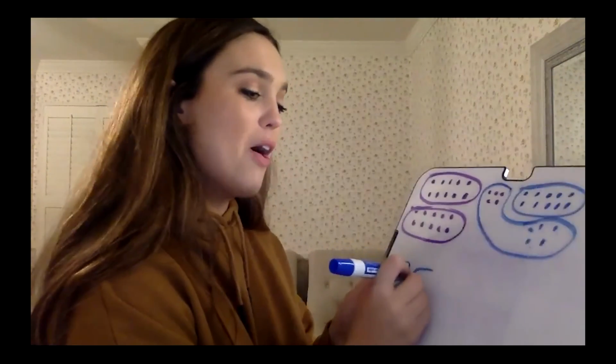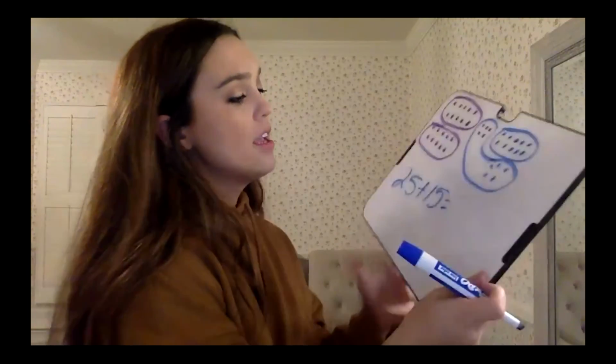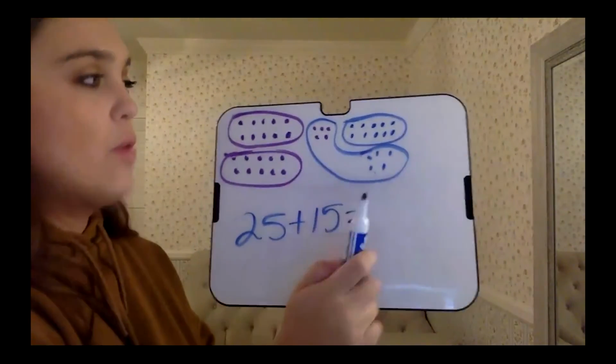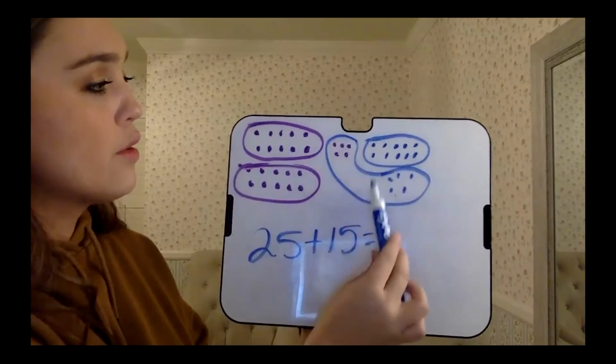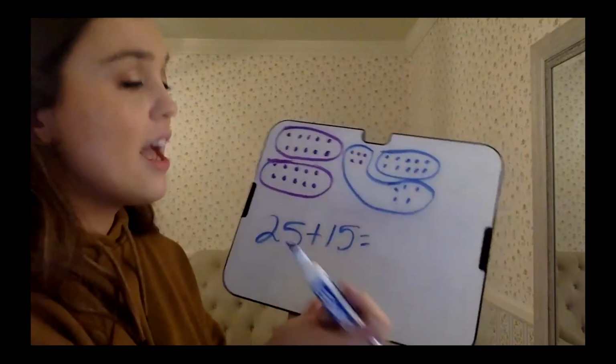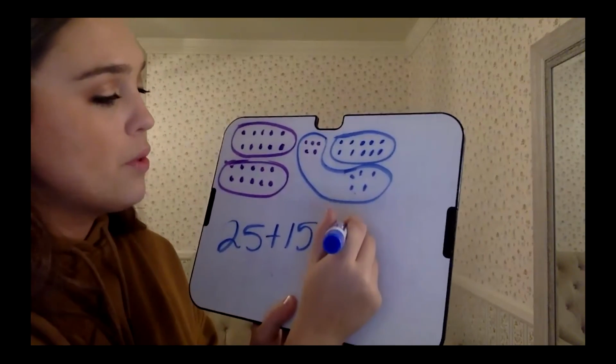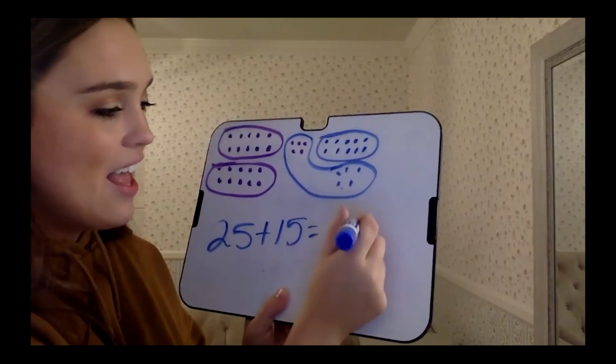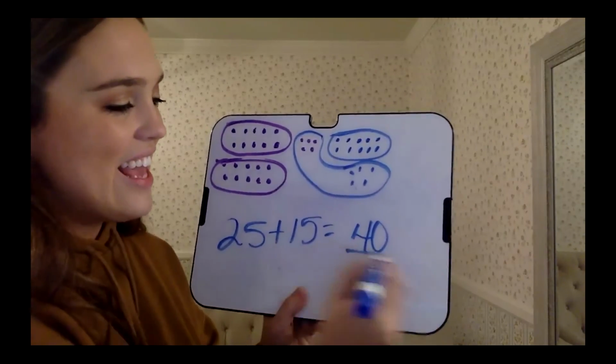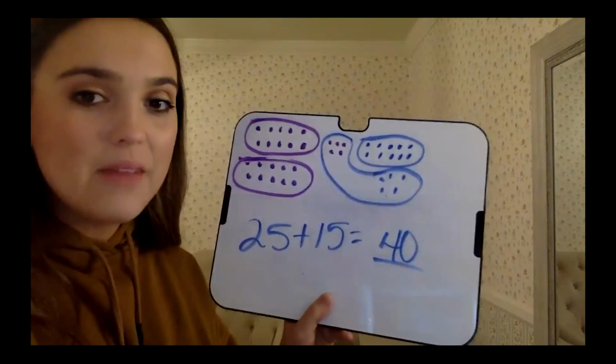Okay, so we know that we are adding together 25 and 15 because those are the two parts, and we are trying to find the whole of those two parts. So we have 25 and 15, and we counted 1, 2, 3, and 4 groups of 10, which equals 40. Yep, the answer is 40. Let's write this out in word form.